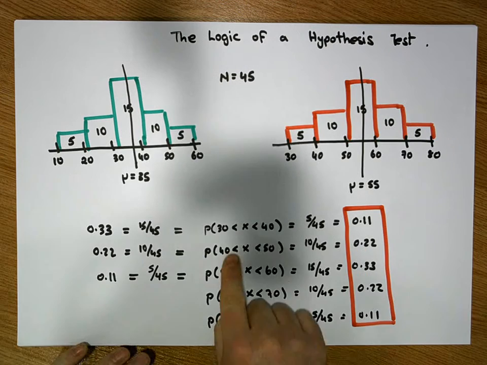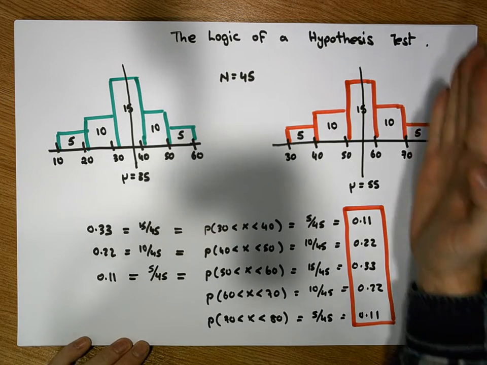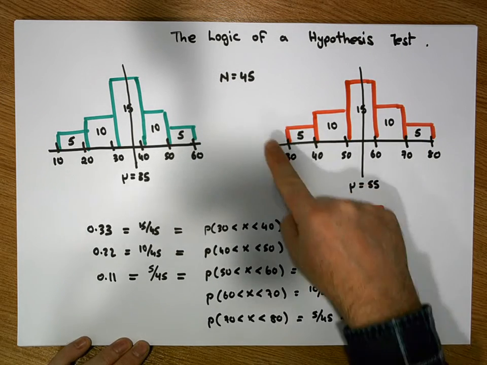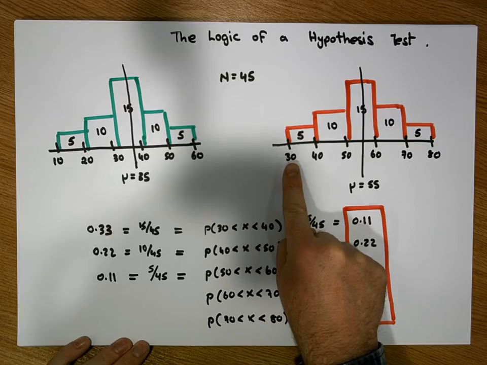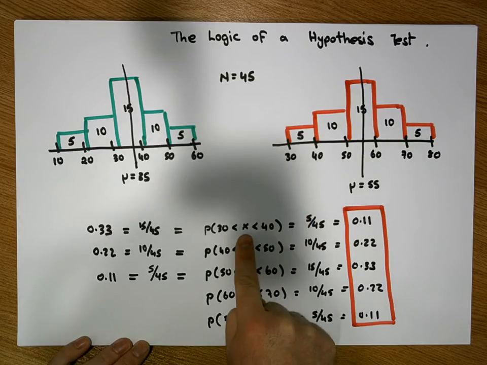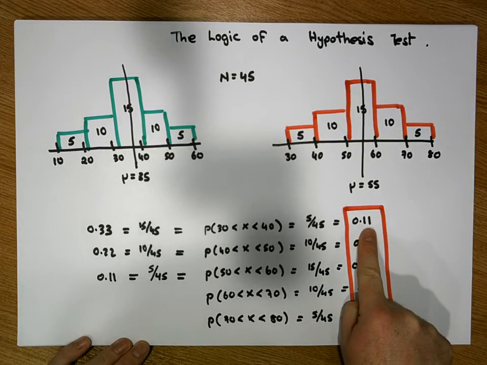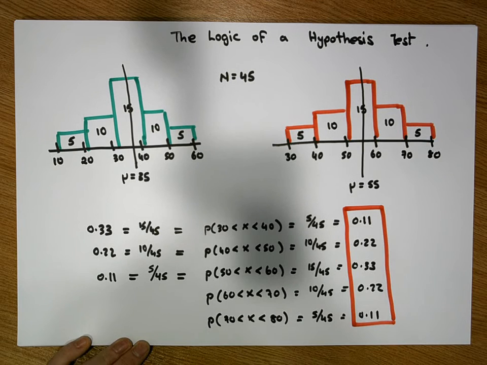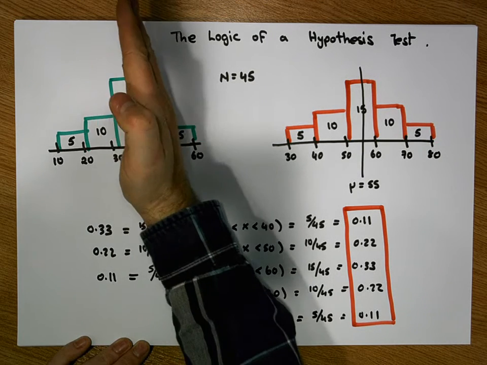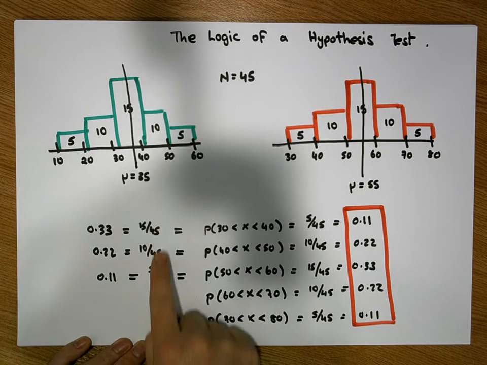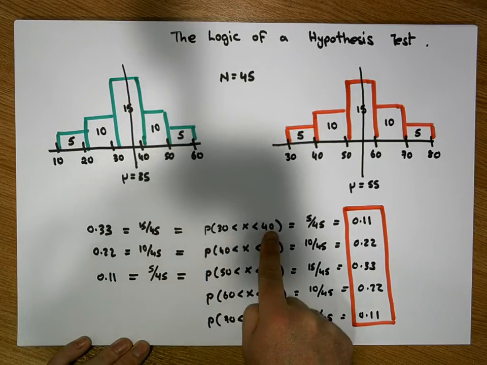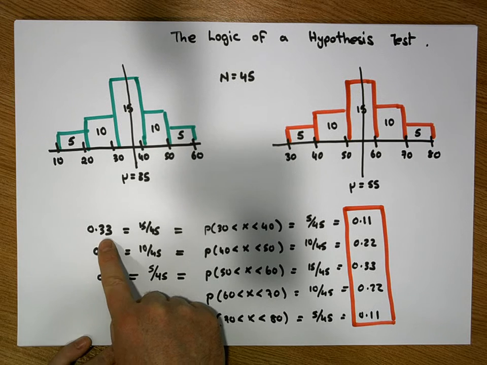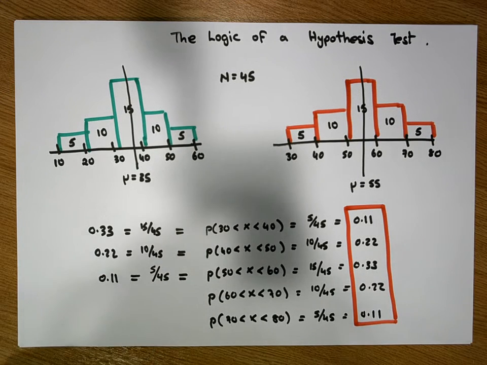For example, if the distribution was centered on 55 with these particular characteristics, and I was to randomly select from that distribution, the probability of us selecting somebody that spent between 30 and 40 euros would be 0.11, a small probability. If the distribution was centered on 35, the probability of me selecting somebody at random and them having spent between 30 and 40 euros would be 0.33. And this is the crux of it.